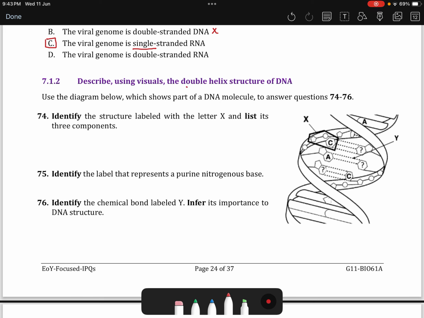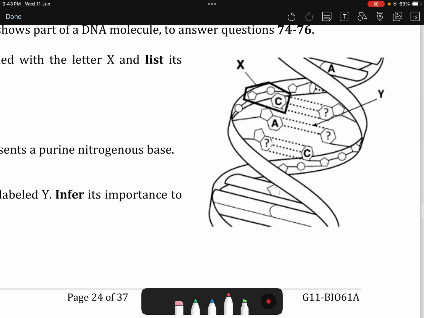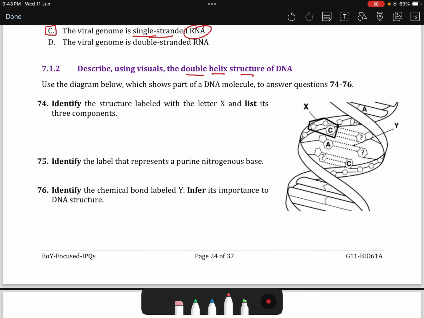Describe using visual the double helix structure of the DNA. This confirms that RNA is single-stranded while DNA is double-stranded. The 2 strands of the DNA look like this. They are twisted around each other. They run anti-parallel, and the basic unit of both DNA and RNA is nucleotide, and each nucleotide has 3 components.